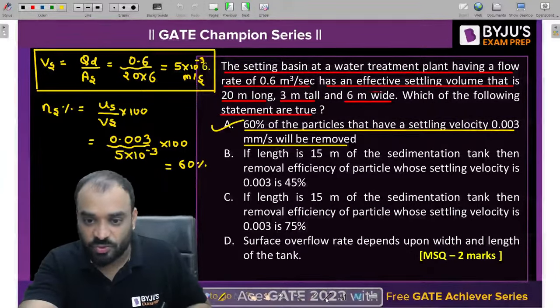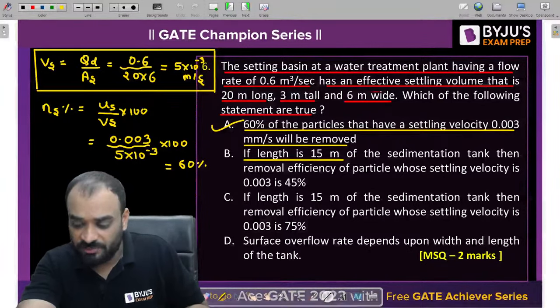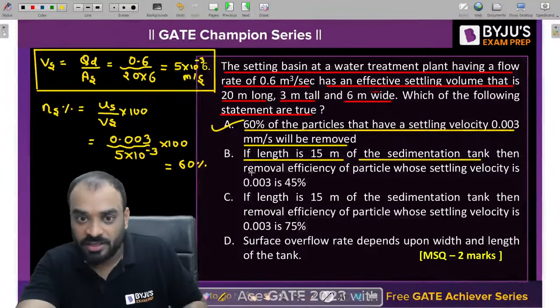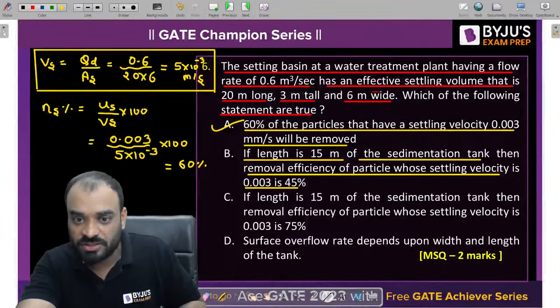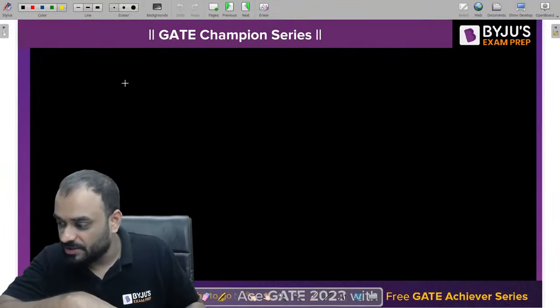Okay, let's solve the next question, guys. Next statement: if the length is 15 meter in place of 20 meter, if we put 15 meter of the sedimentation tank as a length, then the removal efficiency of particles whose settling velocity is 0.003 is 45. Okay, let's solve it. Now, guys, what will be the change in this case?